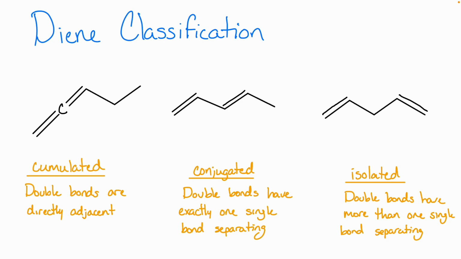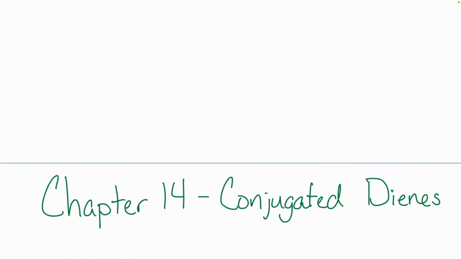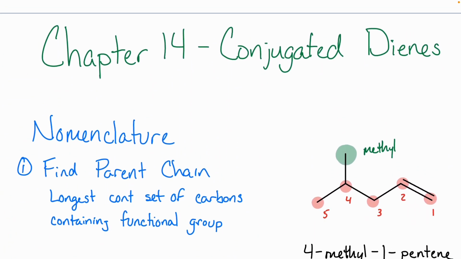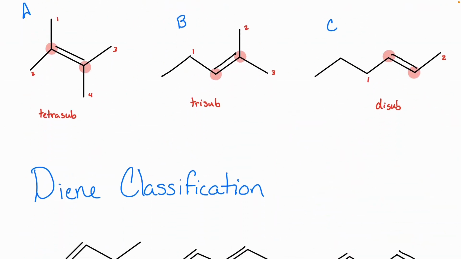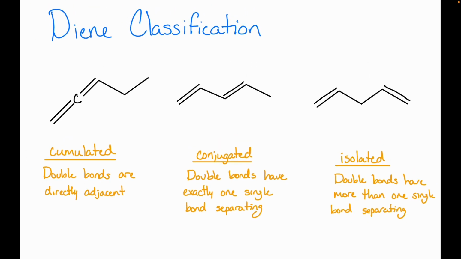Does anybody remember what the name of the chapter is? Not just dienes, but conjugated dienes, all right? So this class in the middle here is really going to be the heavy focus of this chapter. When we start talking about reactions, we're really going to focus on that middle category here, okay? But first, let's just talk about classification. Again, depending on how far apart those double bonds are, they fall into one of these three bins. And yes, the name of the chapter is these conjugated dienes.